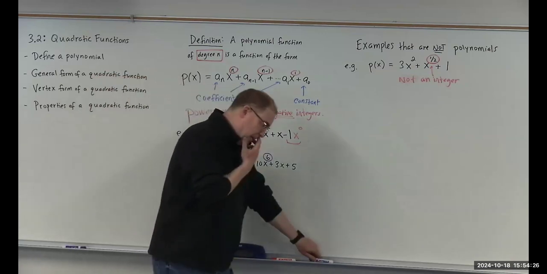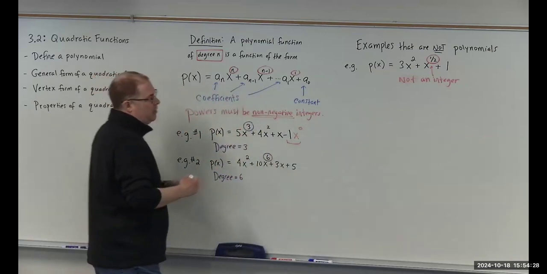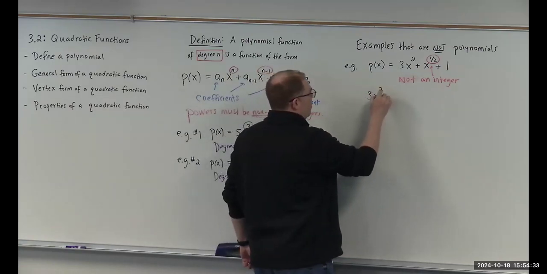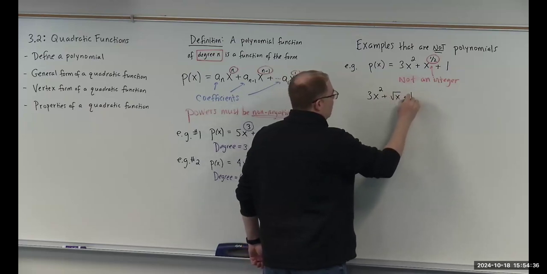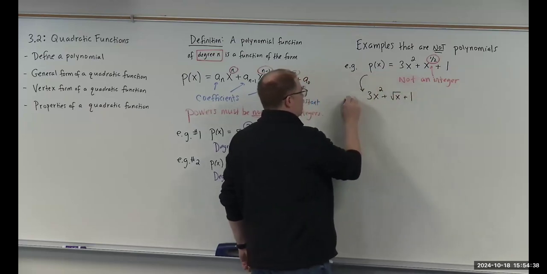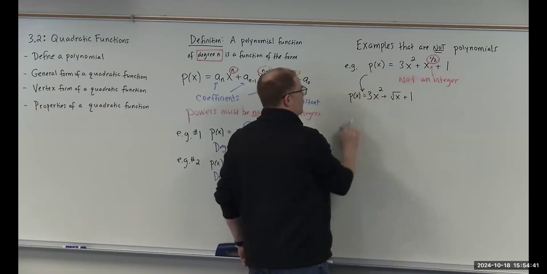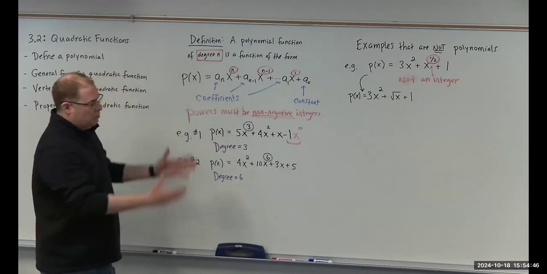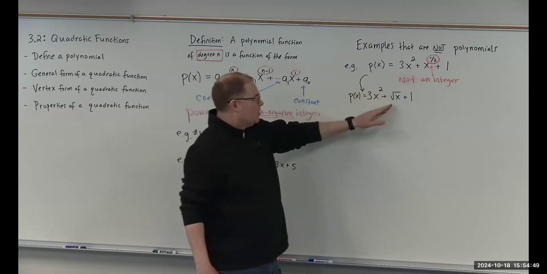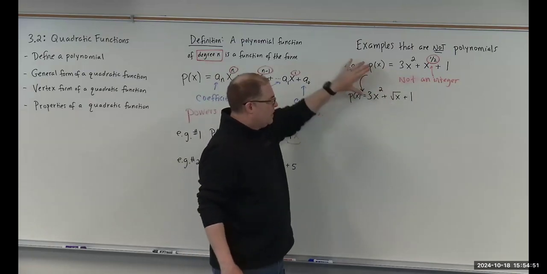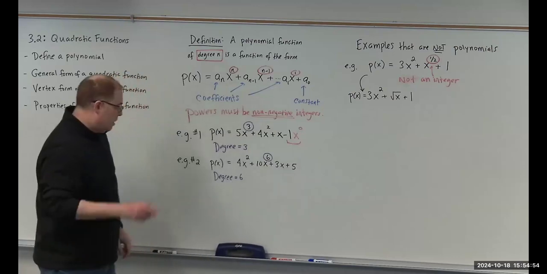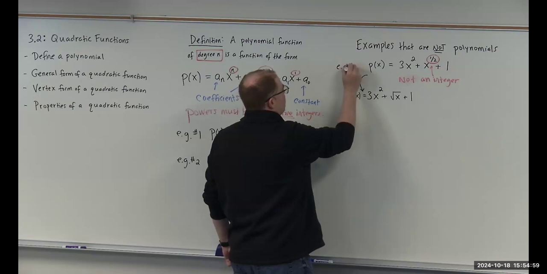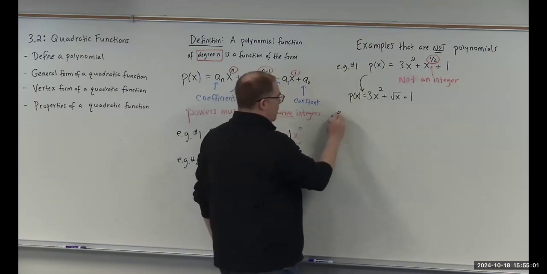We could also state the problem this way. This is another way to write it. Square root of x is just the same thing as x to the 1/2 power. So it's the same function, but just written differently. But the point is that these are not polynomials. Okay, here's another example. We'll call that example one, non-polynomial.